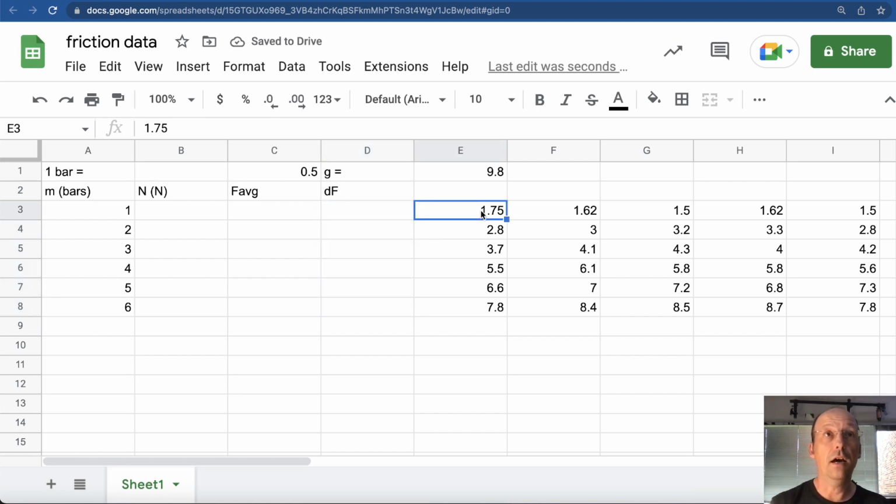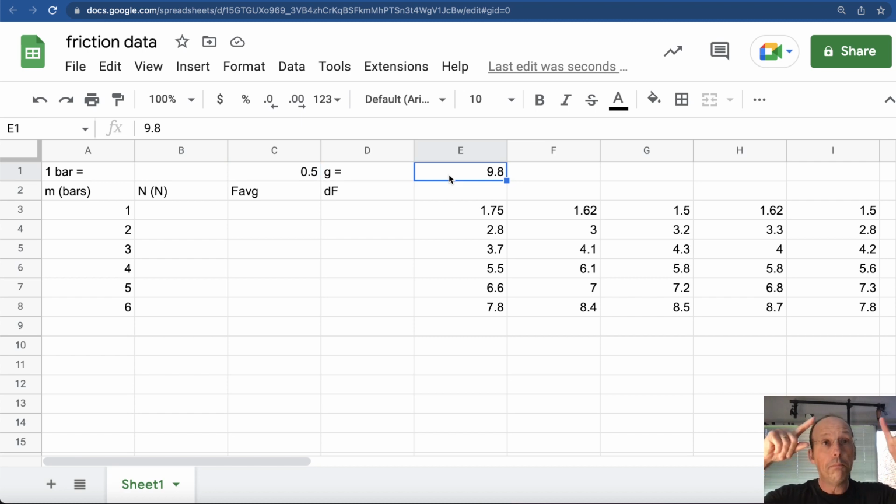And then for one bar, I have 5 different pulls right there. And then each 2 bars have 5 pulls and so forth, up to 6 bars. And then each bar I put up here was 500 grams, 0.5 kilograms. And then my gravitational constant is 9.8.